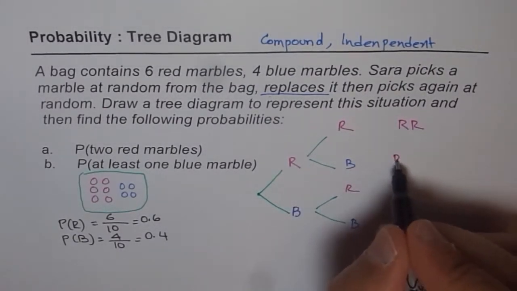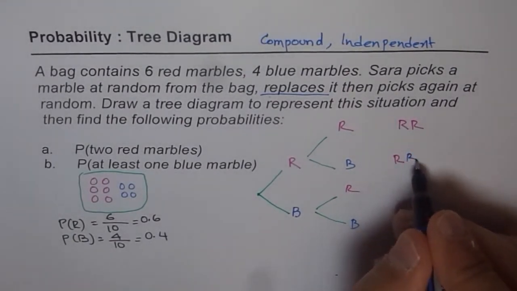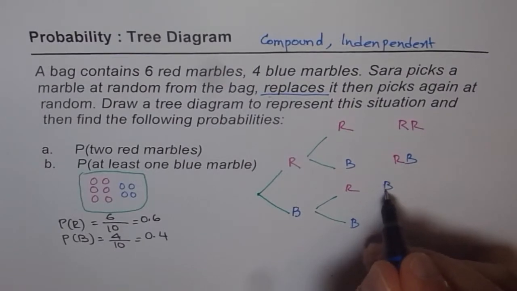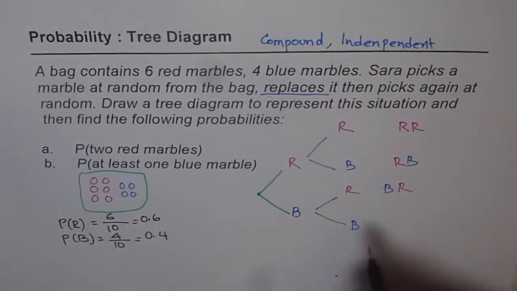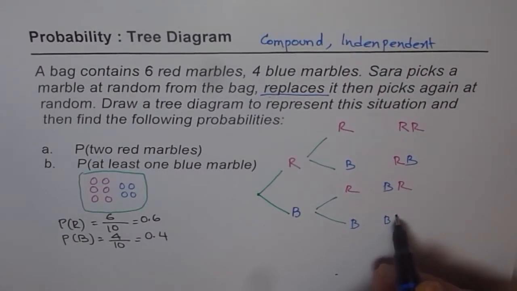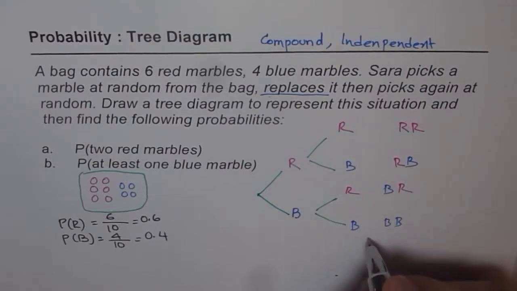RR, and this case is R and blue. Let me use blue ink for blue, right? R and blue, and this is blue and red, right? Blue and red, and then we have blue and blue. So these are the outcomes which we have, right? Let me write outcomes here.